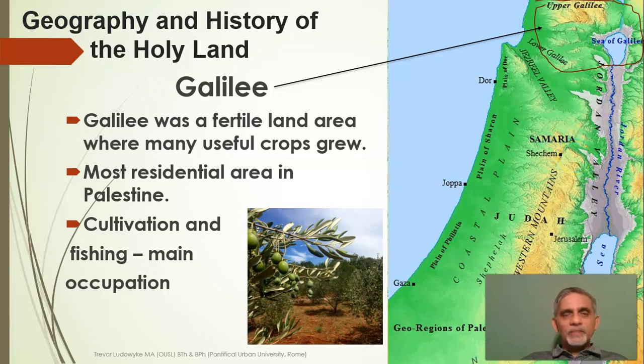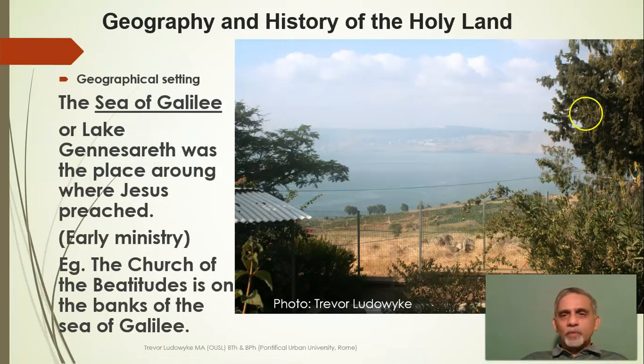Cultivation on the one hand and fishing, because of the lake, were the main occupation of the Galileans in that area. Then we come to the most important part in Galilee, and that is the Sea of Galilee, or the Lake Gennesaret as it was also called. It was the place where Jesus first preached. The early ministry of Jesus was around the Sea of Galilee. We will see a little more on that further on.